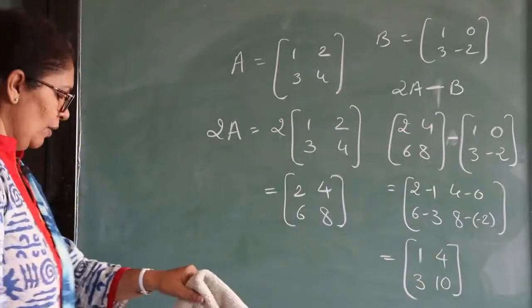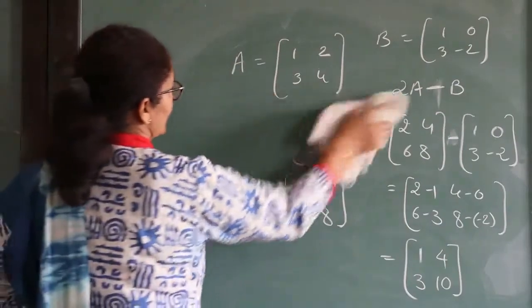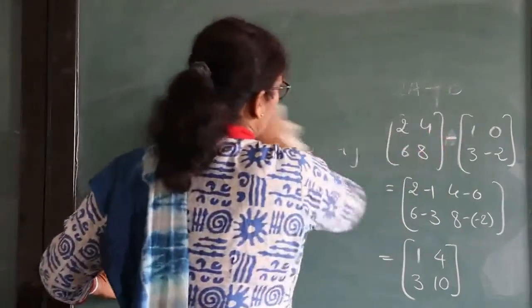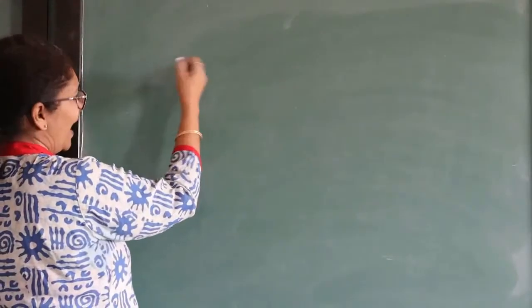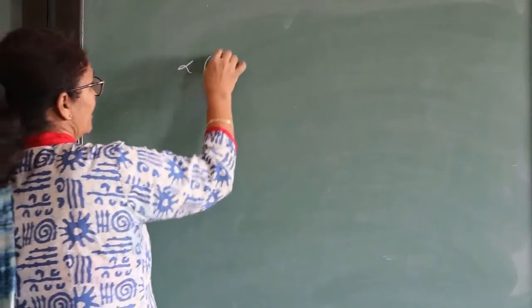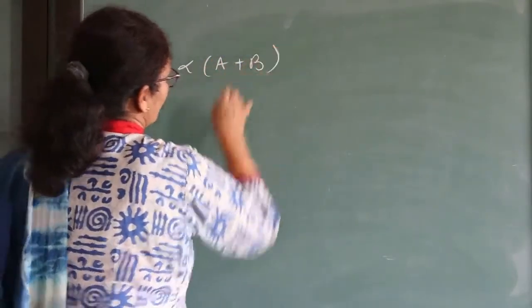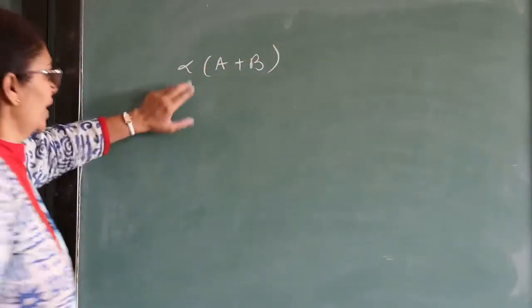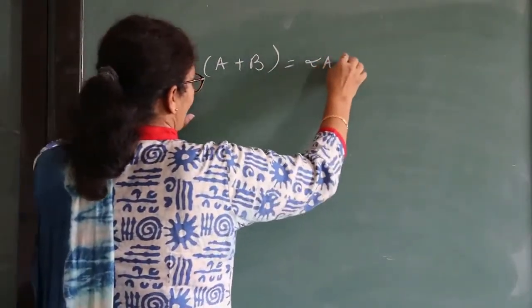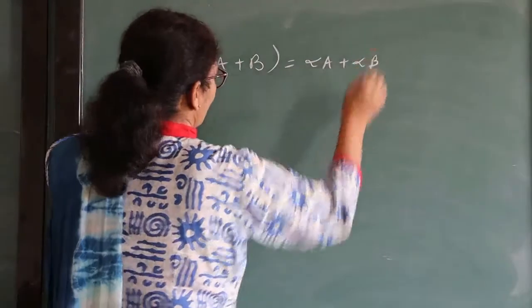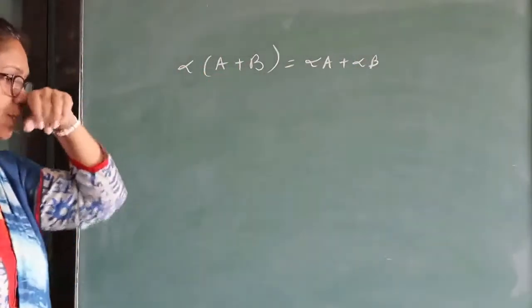Now let's see properties of multiplication with scalar. We can take our first property. Suppose any constant is multiplied with A plus B, then how can you write? Alpha is a scalar, so alpha A plus alpha B. This is our first property.